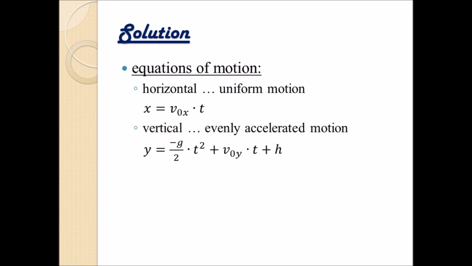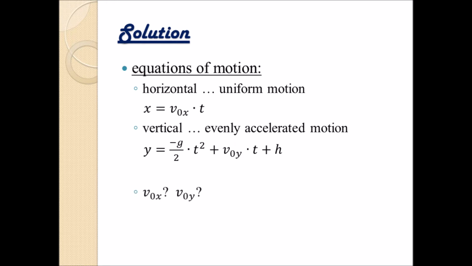On the other hand, in the vertical direction, we have an evenly accelerated motion because we have the gravitational force. And you can see that this is the general equation of an evenly accelerated motion, where we have the vertical direction y, which starts at y equals 0 and has a direction from the ground upwards. And therefore the acceleration is not g, but minus g, because the gravitational force always points downwards. So the equation is y equals minus g half multiplied by t squared, plus the initial velocity in that direction, v0y, multiplied by t, plus the initial height h.